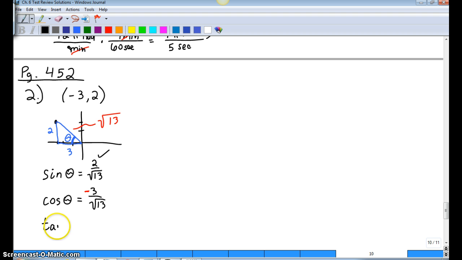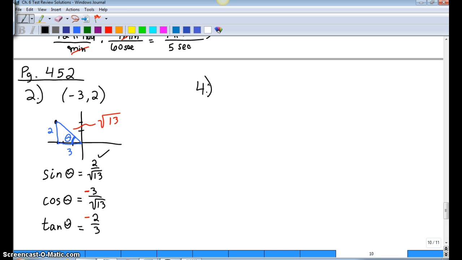Last is our tangent, just 2/3. And again, tangent has to be negative in that quadrant because it's sine over cosine, which is positive over negative. So tangent in quadrant 2 is negative. On to number 4.